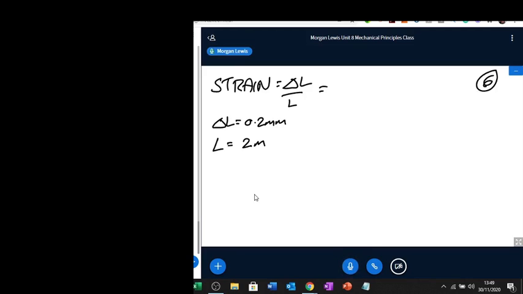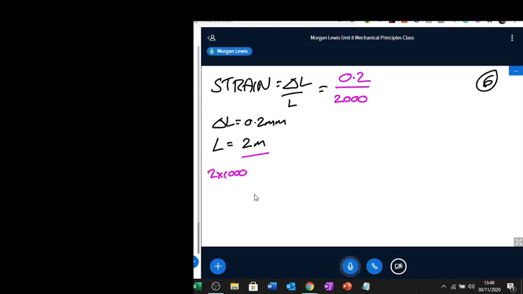And because it's so small, I'm going to stick to millimeters perhaps. So change in length is 0.2, so just use 0.2 because that's that in millimeters. And I've got 2 meters. How many millimeters are there in 2 meters? You either divide or times by something. 2,000, because it's going to be 2 times 1,000. So it's going to be 2,000 millimeters. Work that out.